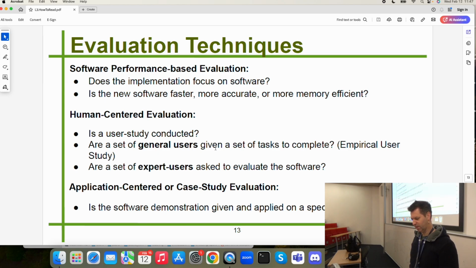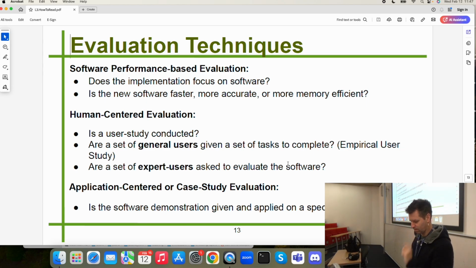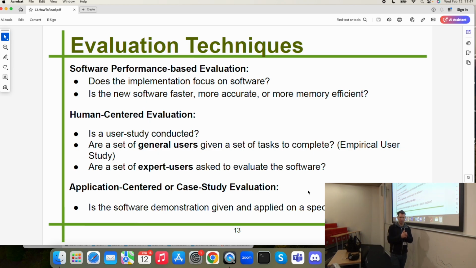It could also be a set of expert users, so users that are very specialized in a given area. That's not the same as general users, right? And it could be application-centered or a case study evaluation. In other words, is the software shown to solve a very specific problem, case, or a specific application? That's another type of evaluation.